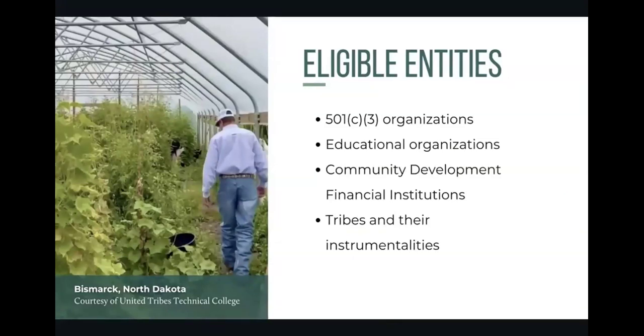You will know if you have been a prior grantee or if you've filled out an application with us before. Some things have changed, but some have remained the same. So, eligible entities: we have 501(c)(3) organizations, educational organizations, community development financial institutions, and tribes and their instrumentalities. So, as Whitney shared, we really are focusing on reducing the harms that our claimants faced when going through the Keepseagle v. Vilsack litigation. And so the focus of these projects is to be geared towards agriculture.